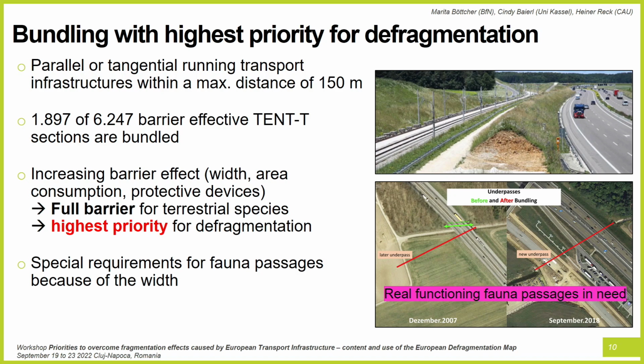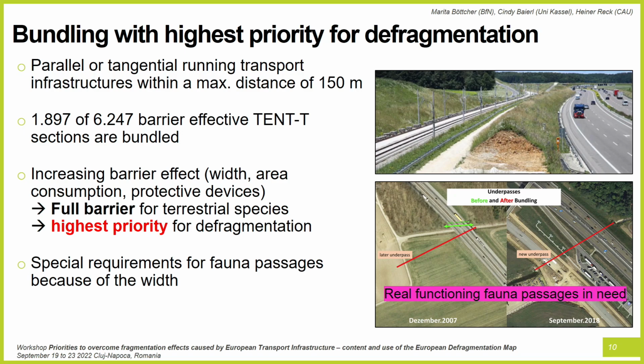The bundling of the TEN-T we consider with the highest priority for defragmentation. Bundling means that we have a parallel or tangential running transport infrastructure, and we take here a distance into account of 150 meters. So we buffered the routes and the tracks. We had a longer discussion about the distance of bundling, and we discussed it in several workshops we had within the Bison project. And nearly 1/3 of the barrier effective TEN-T sections are bundled.